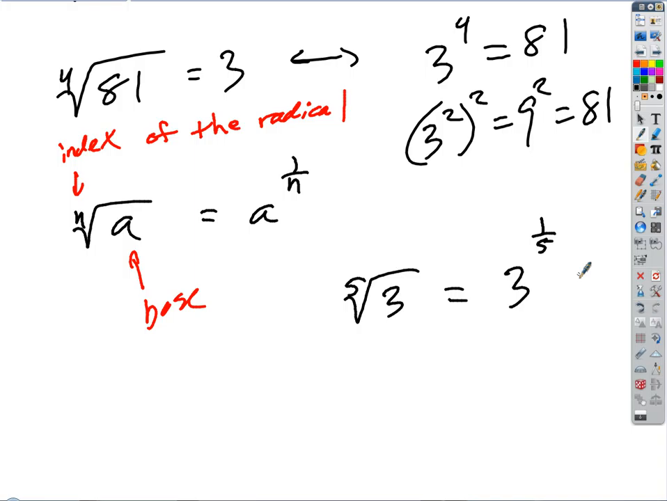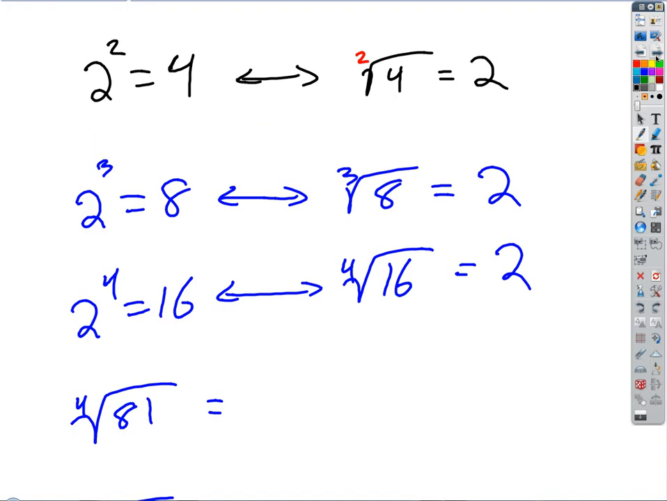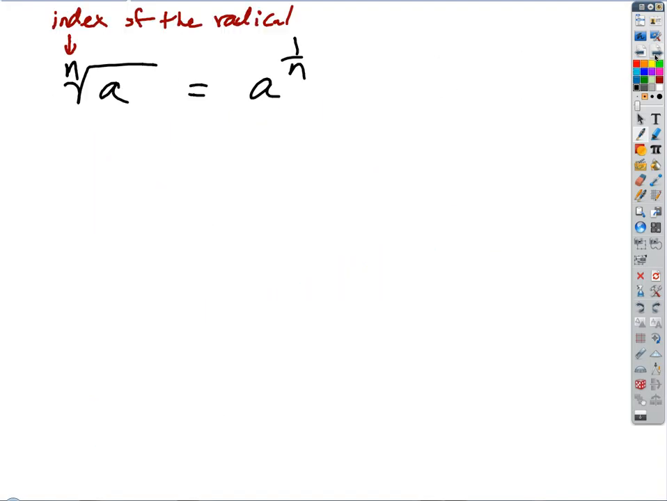All right, so the fifth root of 3 is 3 to the 1/5. Okay, now we can go one step further with that too. We can say that if n is the index of that radical, and that's the bottom of the fraction always, right? That's the kind of root that it is. The bottom of the fraction is the index. Remember, you always associate that with the kind of root you're taking.